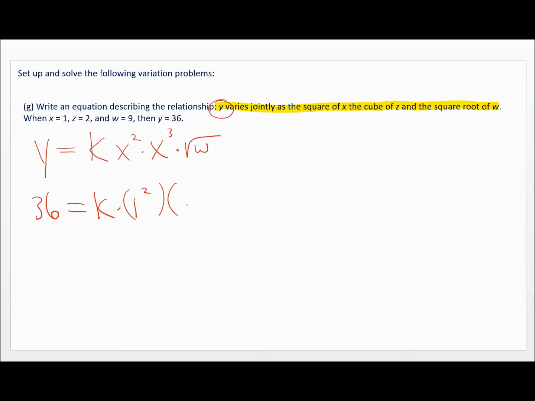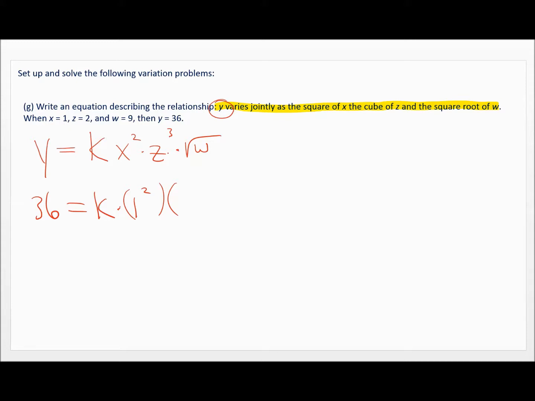I've got letter issues too. Point is the square of x, the cube of z. Goodness gracious, I'm losing it. Again, still don't freak out yet. There we go. The cube of z and the square root of w. Now it's right. So 1 squared, the cube of z.